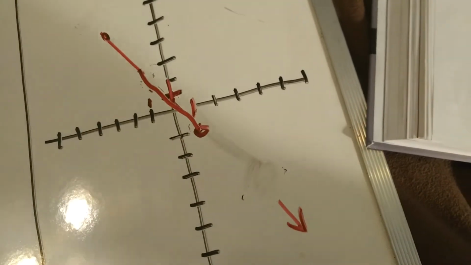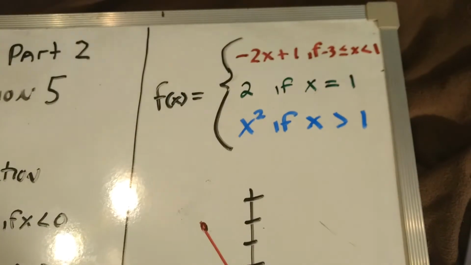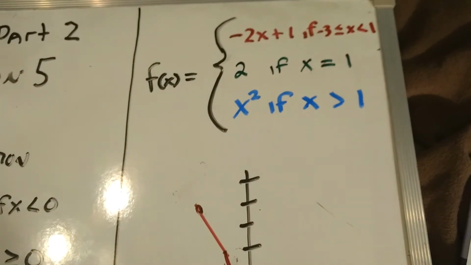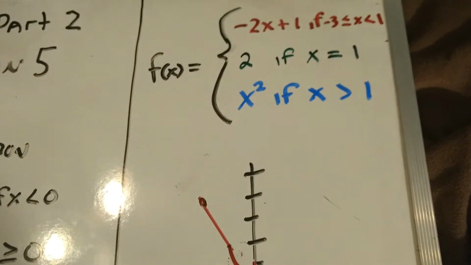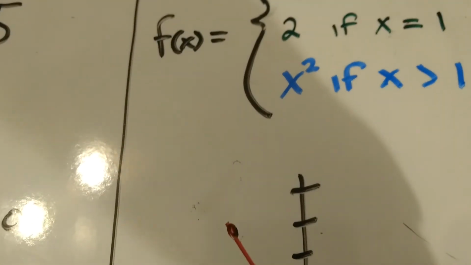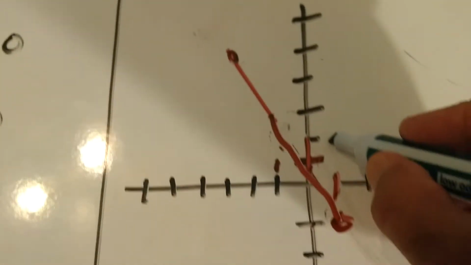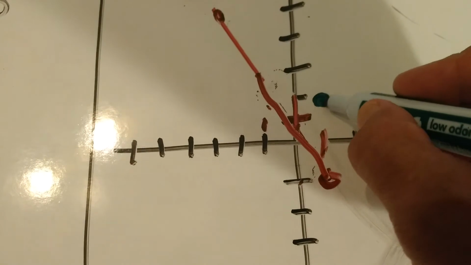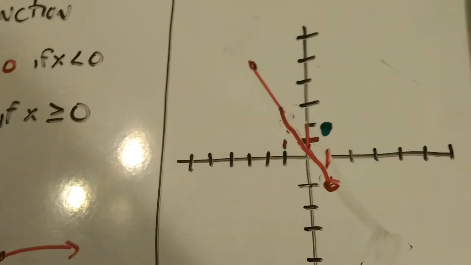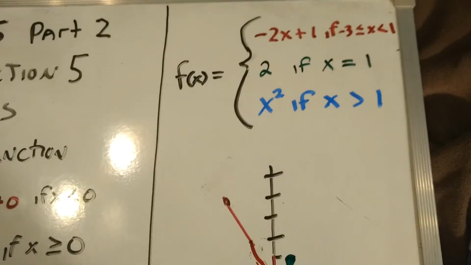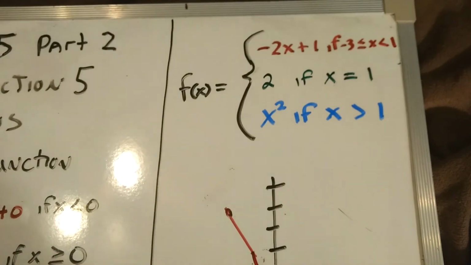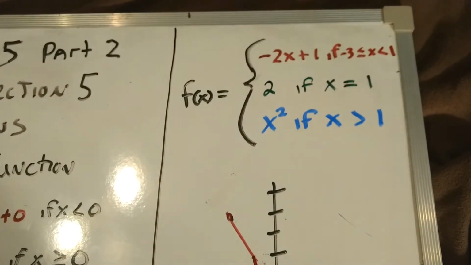If I come to the second part, it says it's 2 if x is 1. Well, this is really an ordered pair. So if I'm at x equals 1, I'm at y equals 2, and I'm just putting a point here, because that's all it is, a point. 2 if x is 1. So that's the ordered pair (1, 2).